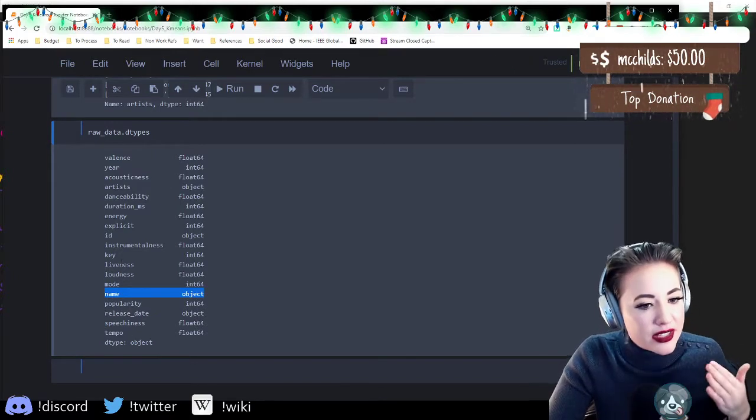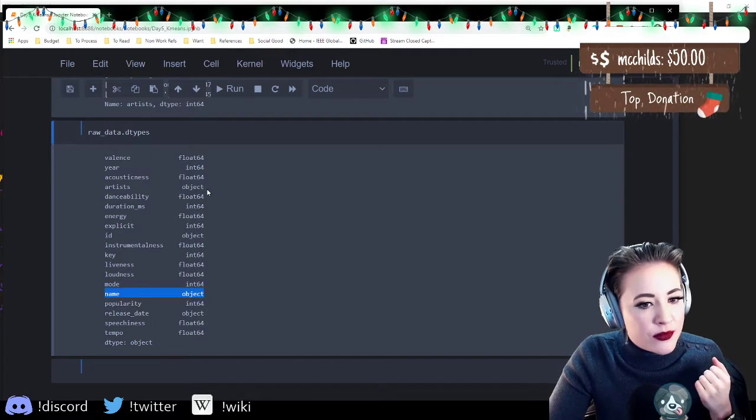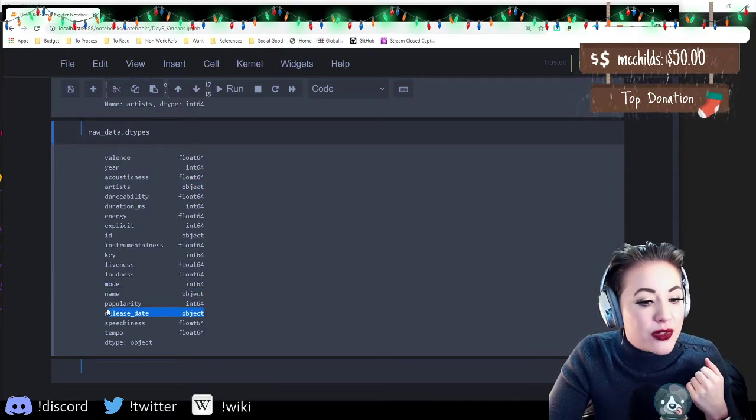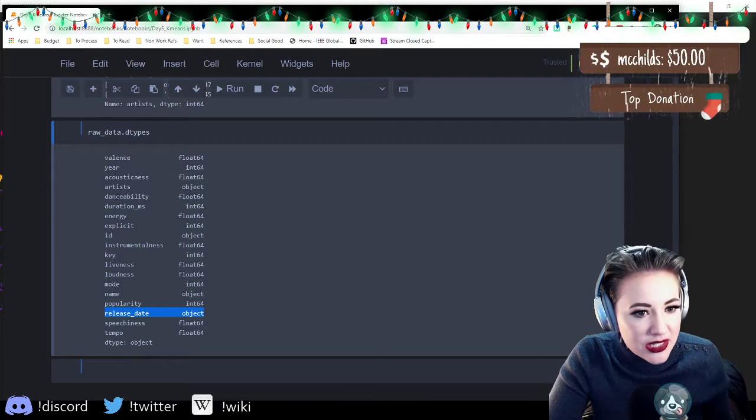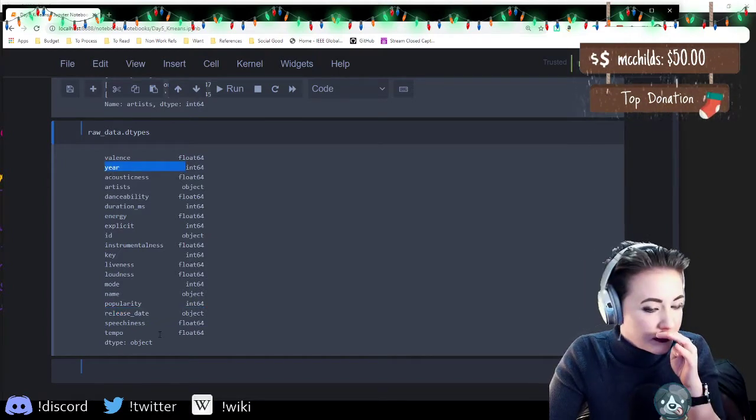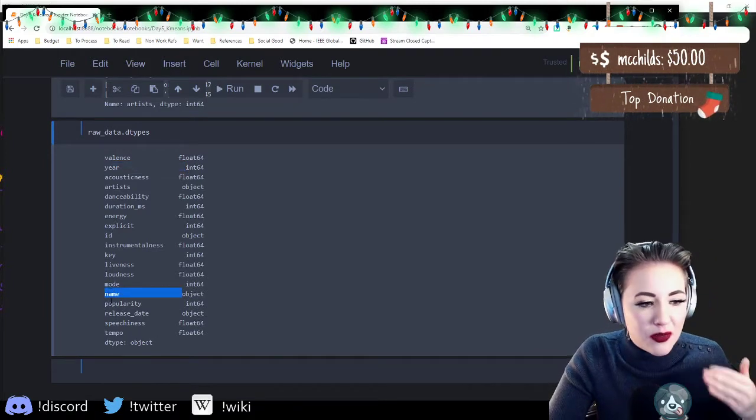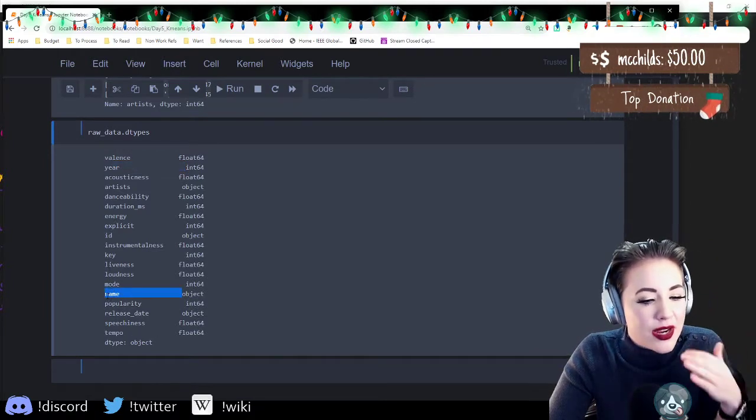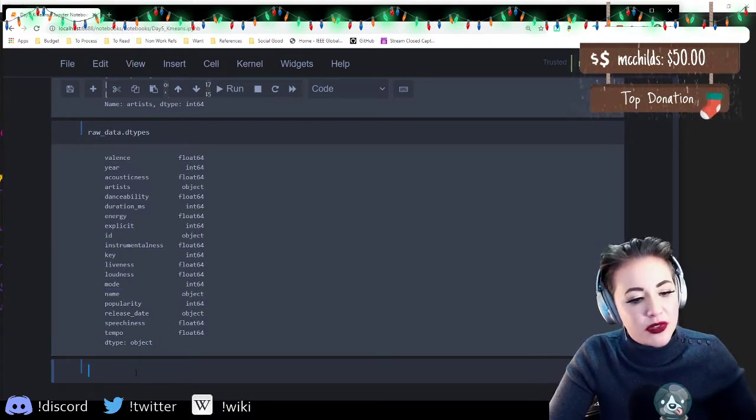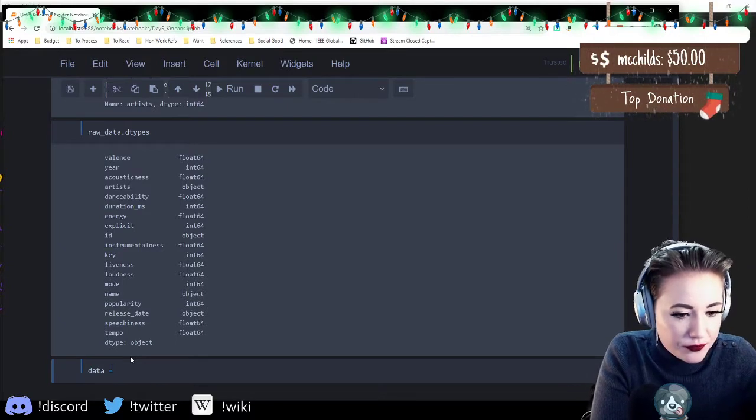Here, though, I don't feel like that's necessary because the hash ID, the name, the artist, and the release date, we don't really need these things. We already have a year that it came out. I don't think we need the exact date. I think year is a good substitute there. I don't think we need to try any kind of encoding on things like name or hash, which would result in problems and wouldn't even be helpful. So we're going to drop these.